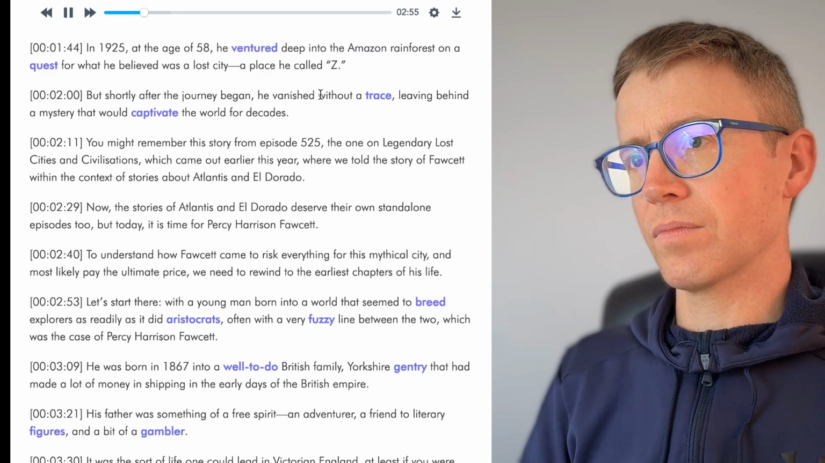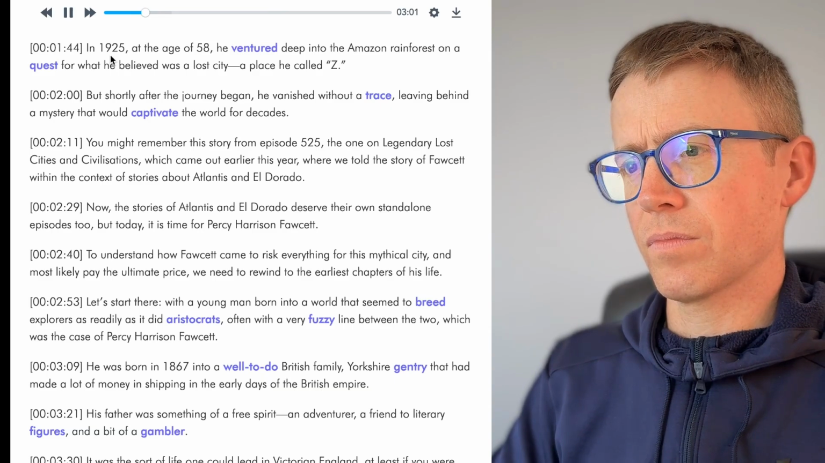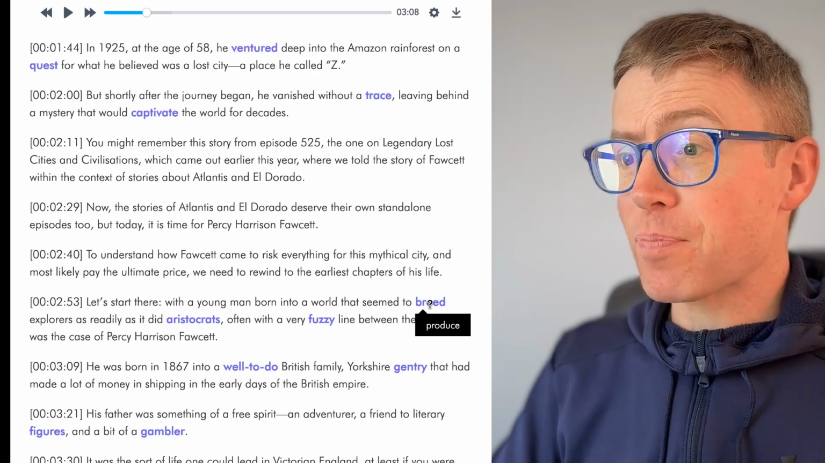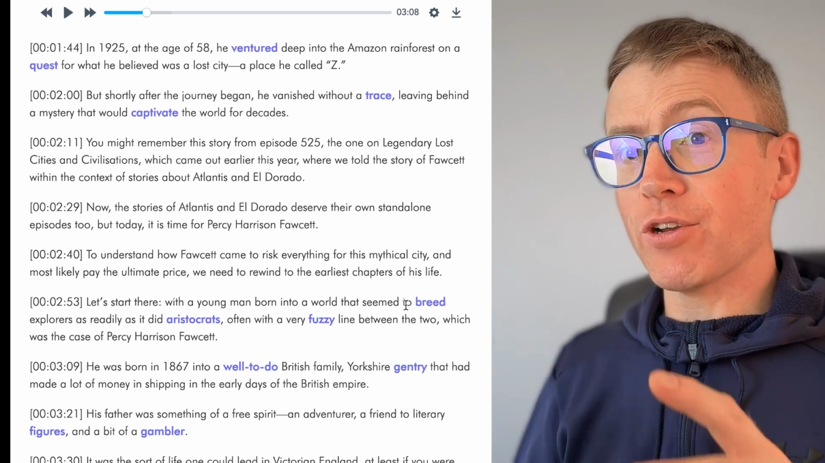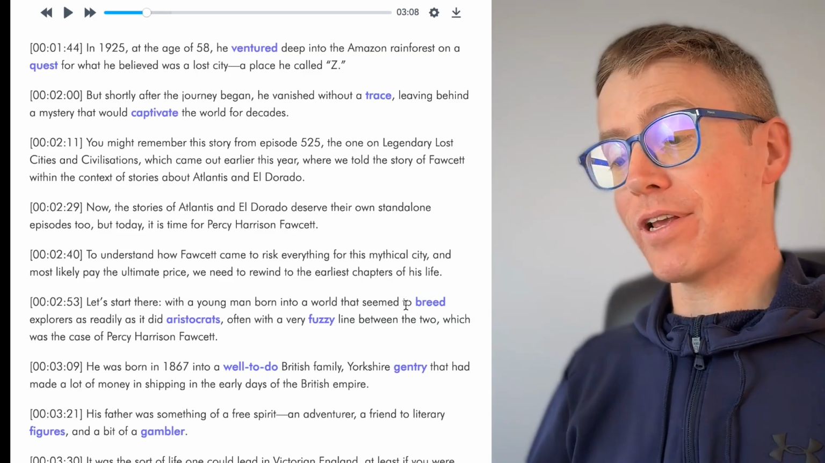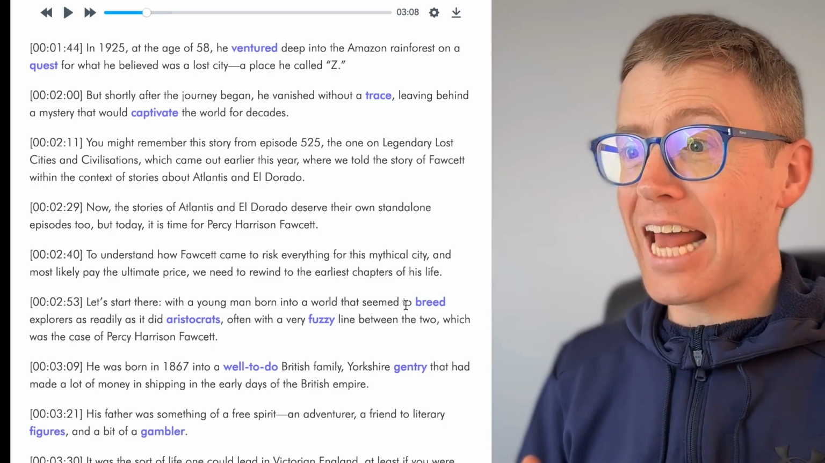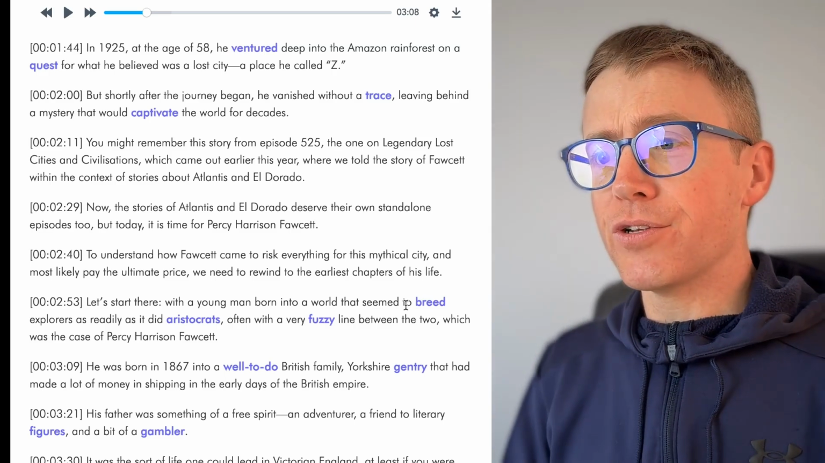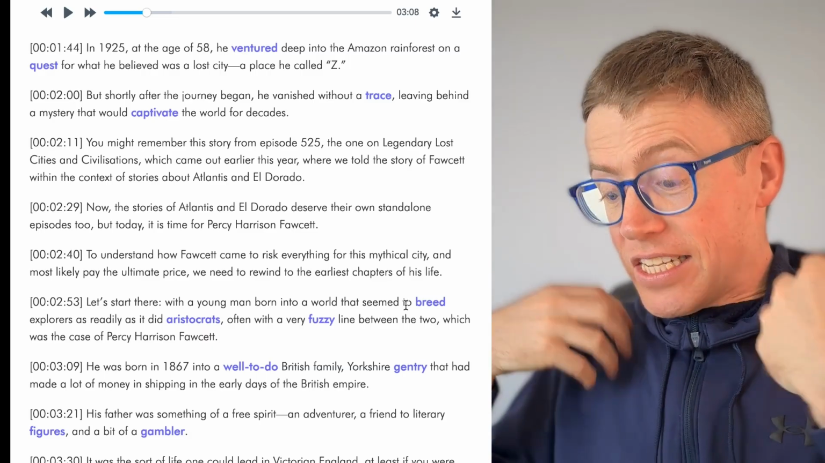Let's start there, with a young man born into a world that seemed to breed explorers as readily as it did aristocrats, often with a very fuzzy line between the two, which was the case of Percy Harrison Fawcett. Let's talk briefly about this. Breed. Now, you might have come across this word before in the context of animals and farming, like the farmer breeds cows or breeds sheep or whatever. It's normally used within the context of producing animals. I chose to use it here to emphasize the fact that these explorers and aristocrats are kind of being steadily produced by this world.